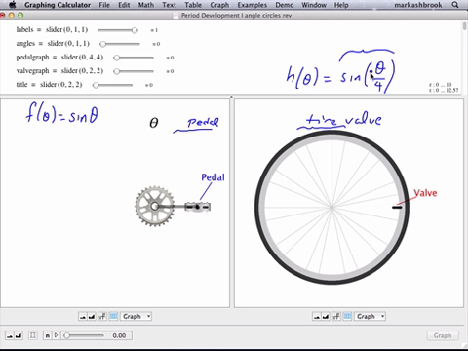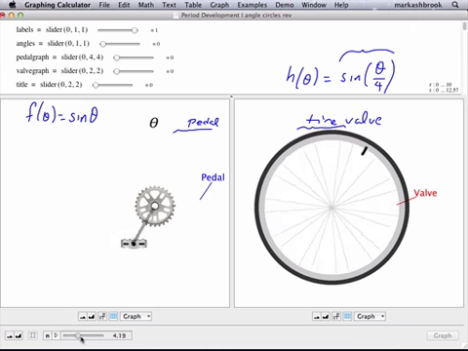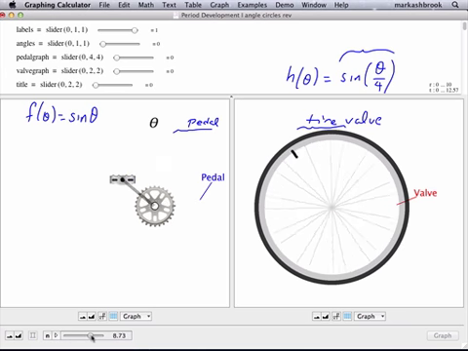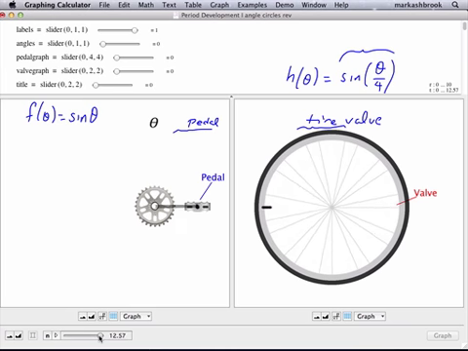But how is the valve turning relative to the pedal? So as the pedal turns, how much does the valve turn? So if I do one full rotation of the pedal, what will the valve do? If I do one full rotation of the pedal, what does the valve do? Goes 1/4 that angle. If I do another full rotation, where will it end up? Now it's done 2/4 or halfway around.